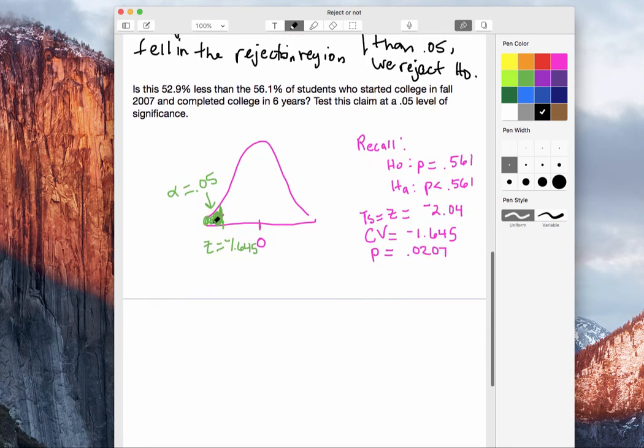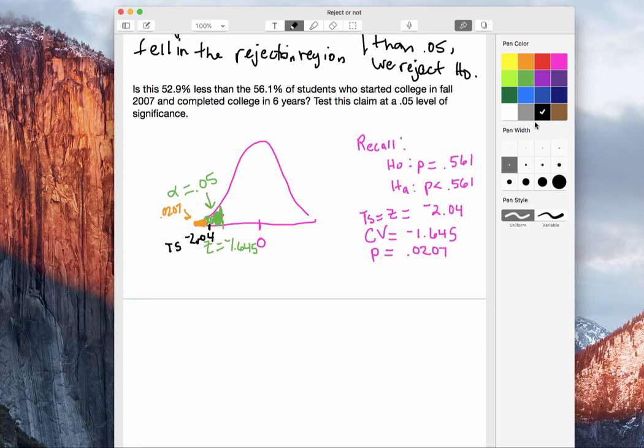So negative 2.04 is a little bit further out to the left, and that is our test statistic. So we definitely landed in that green shaded region, which was our rejection region, and then I'm shading orange right here. That is our p-value. So that p-value there is the 0.0207. And then the alpha was 0.05. So because our test statistic is further to the left, that means there's less possible area to the left. So that means our p-value is less than our alpha value.